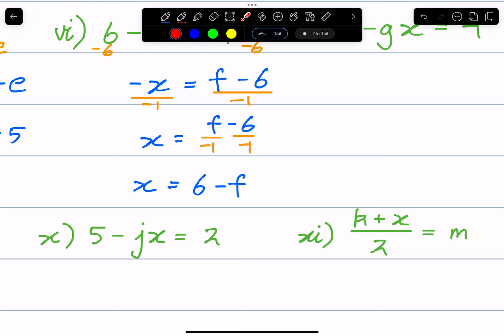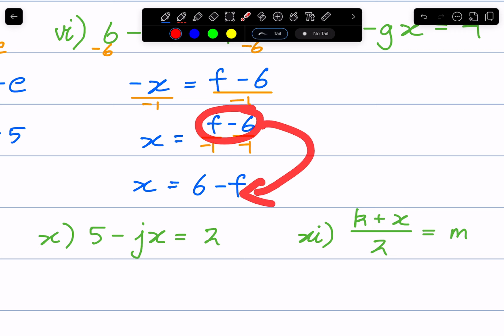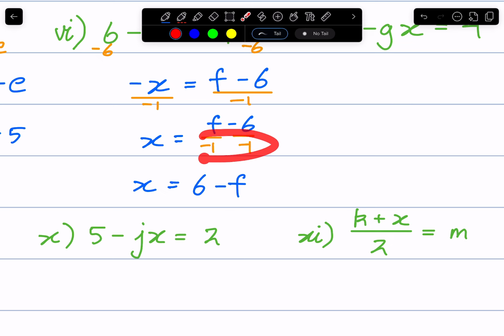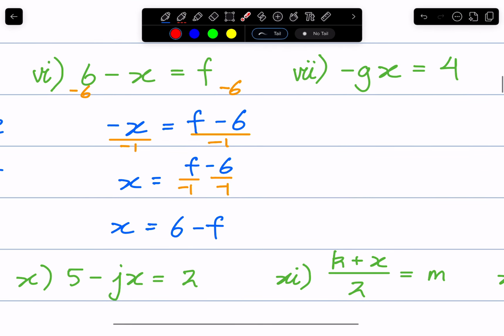Now you'll see this happen quite frequently, especially in textbooks and the solutions. You'll notice that it's like f minus 6, and then the next line suddenly becomes 6 minus f. What has actually happened is there's a division by a negative 1 happening somewhere. Okay, so let's go on to the next one here.